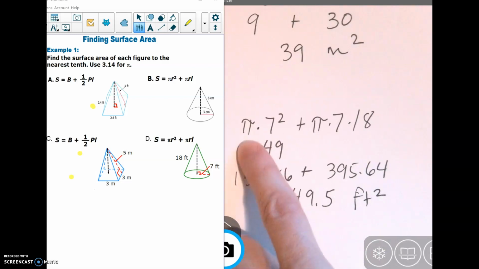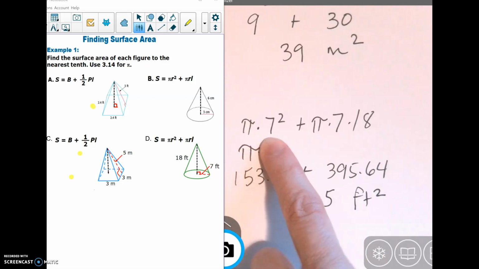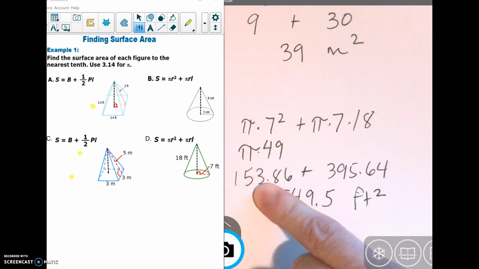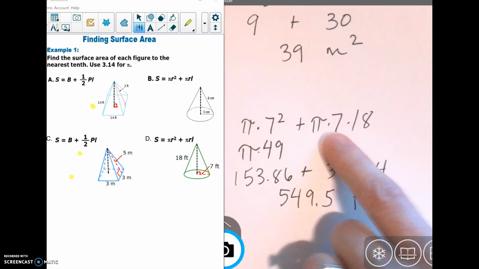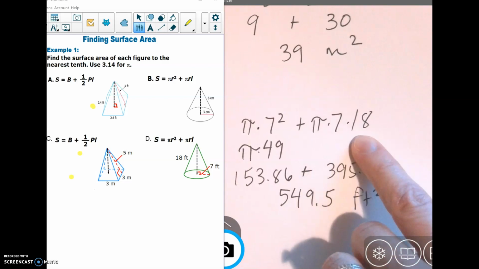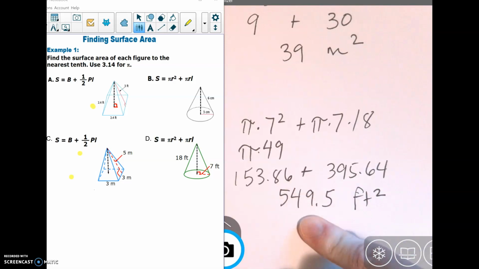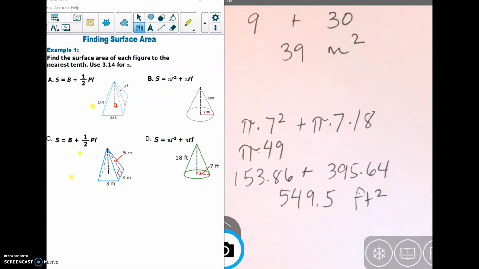Okay. For the second one, I did pi times the radius, which was 7 squared, and I got 49 for 7 squared, and then got my calculator and got 153.86. Then I did pi times the radius times the slant height and got this answer, 395.64. And then my last step was to add it together, and I got this. All right, so that's how you do that part. If you have any questions, you can ask me tomorrow when we're back in person.